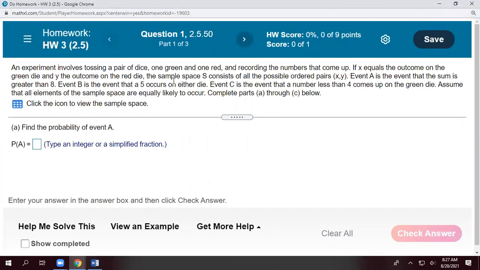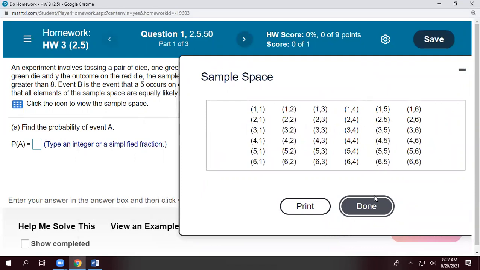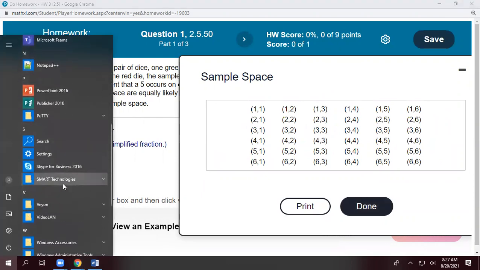An experiment involves tossing a pair of dice, one green and one red, and recording the numbers that come up. If X equals the outcome on the green die and Y the outcome on the red die, the sample space consists of all possible ordered pairs. Event A is the event that the sum is greater than 8. Find the probability of event A. They have listed the sample space for our convenience, and we want the probability that the sum is greater than 8. So let's try to work the smart pen here.